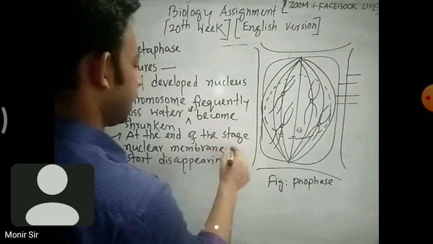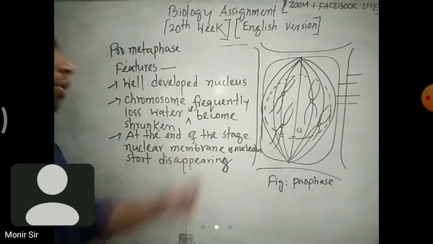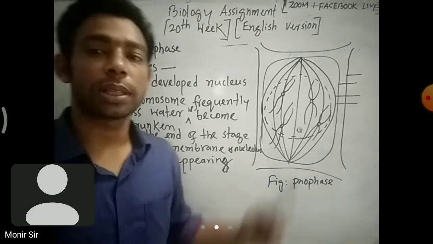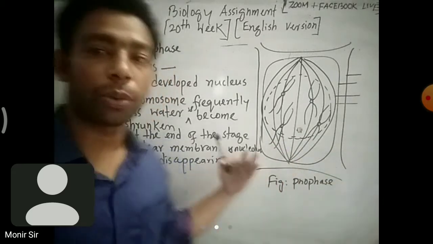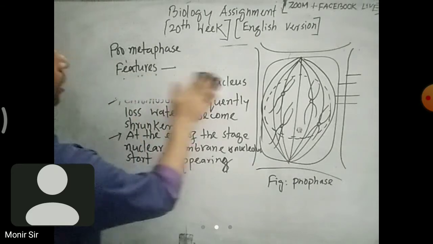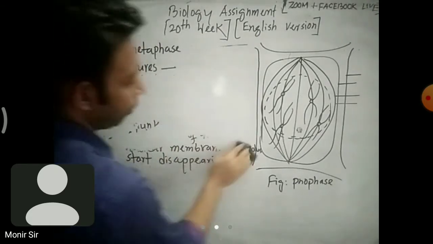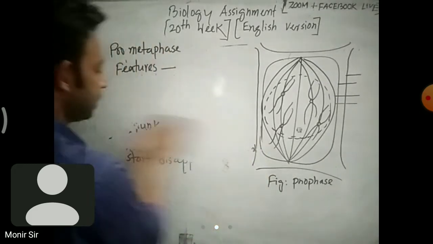The nuclear membrane and nucleolus in the previous one. Nuclear membrane and nucleolus start disappearing in the last stage of the pro-metaphase. So the second stage, whatever we have seen in the figure, we will write accordingly the features. Okay, pro-metaphase. So what does the pro-metaphase say?